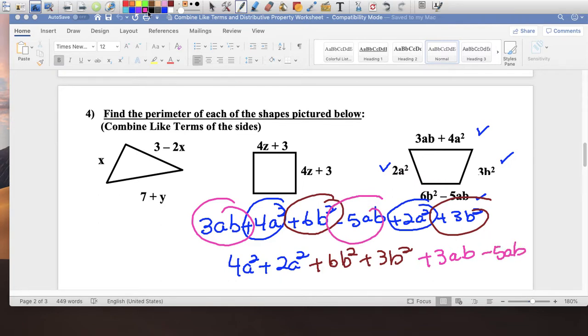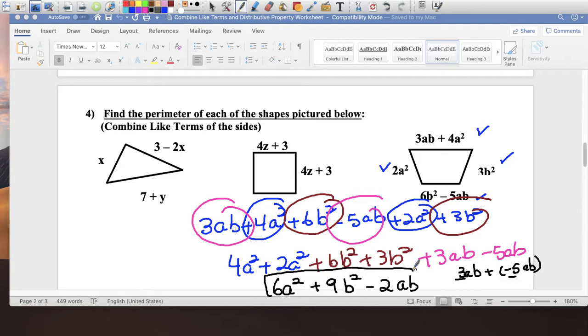Alright, so all my like terms are next to each other. 4a squared plus 2a squared is just 6a squared. 6b squared plus 3b squared is going to be a positive 9b squared, right? And 3ab minus 5ab, again, if you want to, take the time to change that to 3ab plus negative 5ab. So with that, you can clearly tell that you're adding, and one number is positive and the other one is negative. So it's going to be something ab. And there's 3 positive and 5 negative. Who wins? The negative. So it's going to be negative 2ab. So that's my final answer right there.